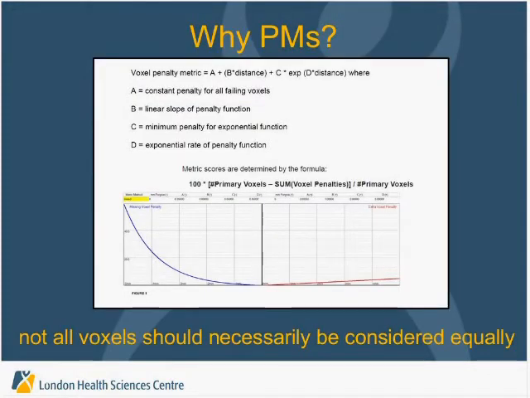So, as I mentioned before, there are these other parameters that could be used to look at comparison of contours. So why are we interested in penalty metrics? The reason is that we believe not all voxels should necessarily be considered equally. When you have a spinal cord, if you under-contour a spinal cord or a brain stem, we think that should be penalized differently than if you over-contour a bladder, for instance. So we think that not all OARs are the same, and not all deviations from standard contours are the same.